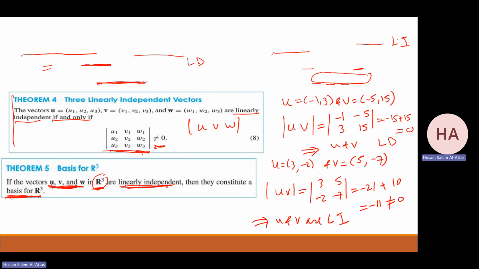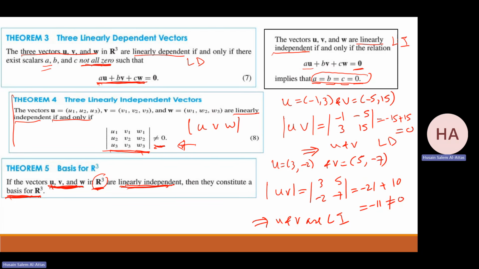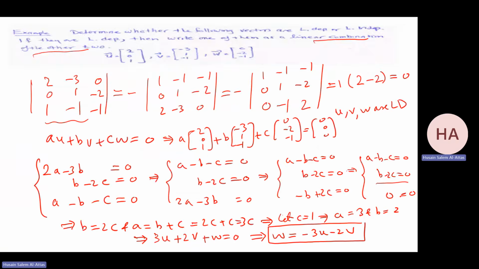And this can be extended to R3. So now I need to find A, B, C. If they are all zeros, then they're linearly independent. If at least one of them is not zero, then they are linearly dependent. Also, I can use the determinant to do that. Not only that, if they are linearly independent and they have three vectors in R3, 4 in R4, and so on, 3 in R3 linearly independent, then they will constitute a basis for R3. This is what we did. We did some problems related to that.